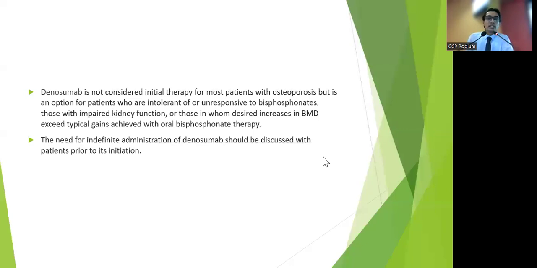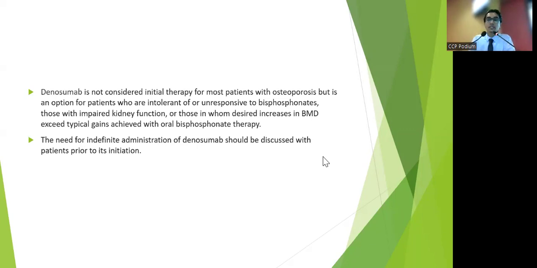Denosumab we usually give for patients who are intolerant of bisphosphonates or who are contraindicated for bisphosphonates, like in chronic kidney disease patients. And in patients who are unresponsive to bisphosphonates, again we can consider denosumab as a sequential therapy.